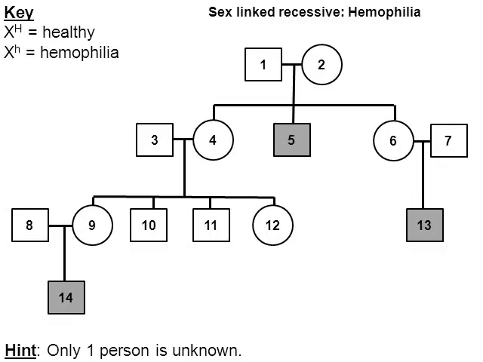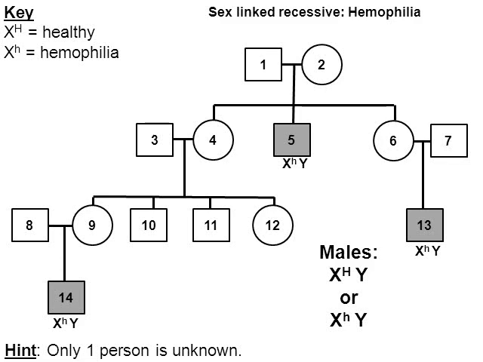So the first thing you might want to try is focus your attention on the males. I think the males are easy. The males are either going to be X capital H and a Y or X lowercase h and a Y. So male number 5, male number 13, male number 14, they have to be the X with the lowercase h because they're colored in. They have the disease.